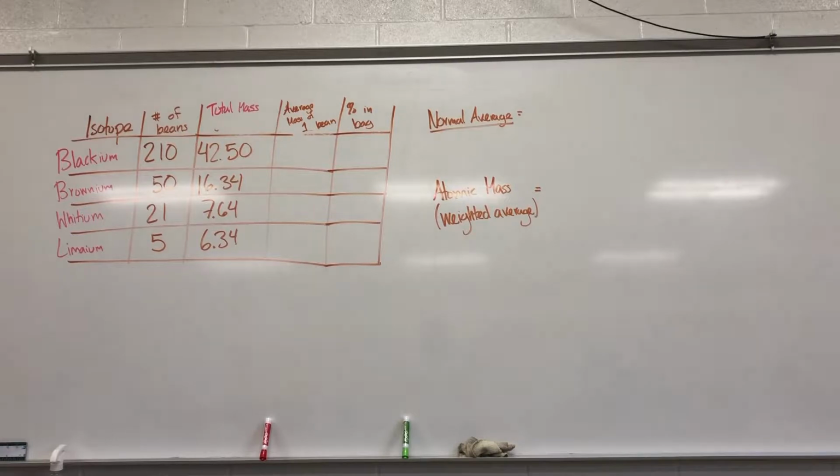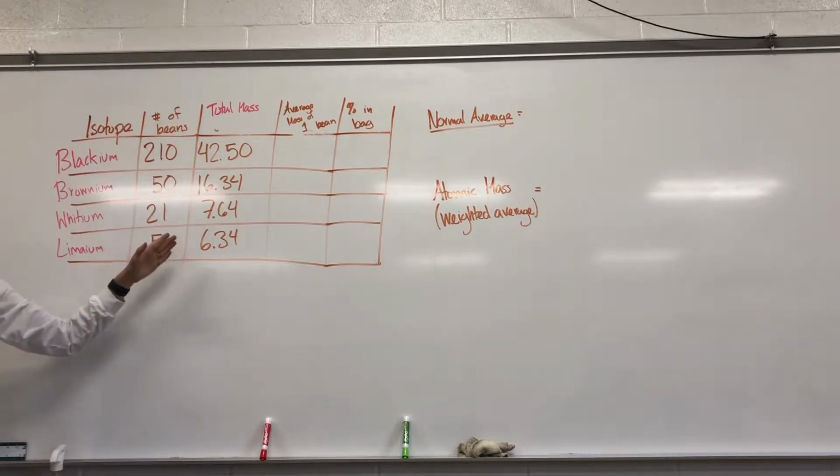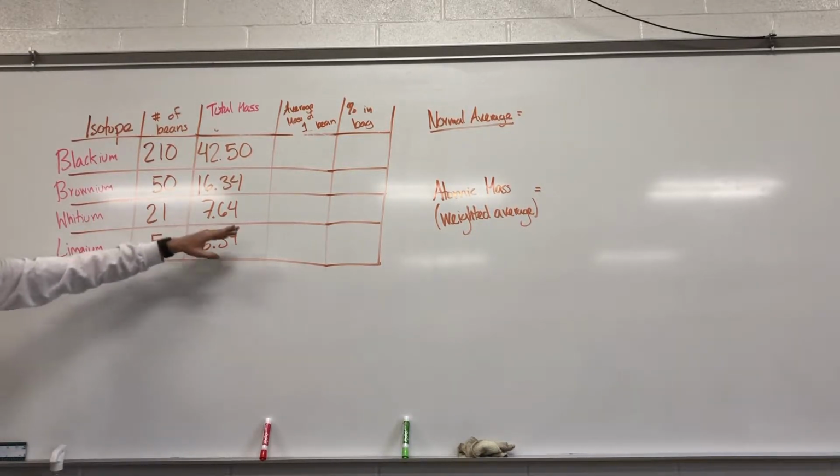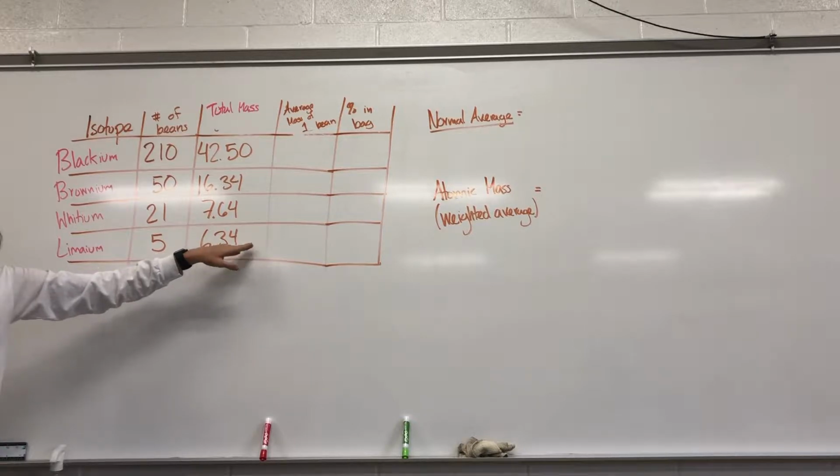But the process is the same for your data. So just notice what numbers I'm combining and you'll do the same thing. And you do along with me if you'd like. Okay, so what we have found so far, what we measured in the lab, is how many beans there were per isotope, and then the total mass of that particular isotope.